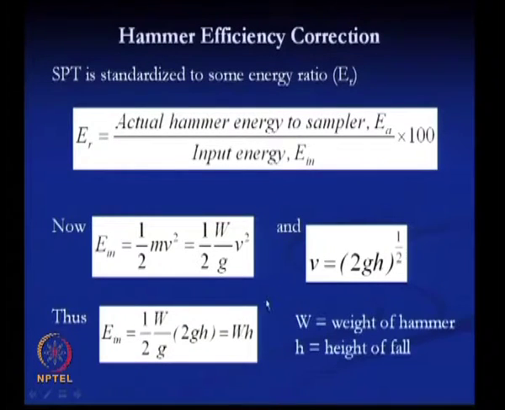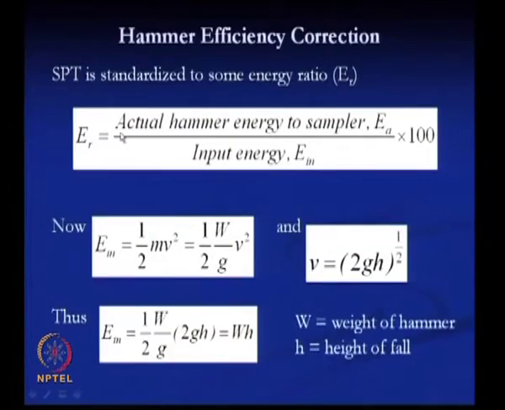So, if we know the weight of the hammer and the height of free fall, then we can determine the input energy of that particular hammer under that particular condition. Now, in the field, this input energy may not be fully applied to drive the soil sample in the test condition. So, we have to apply some correction.